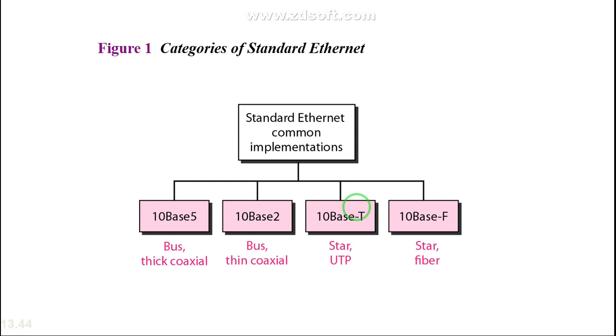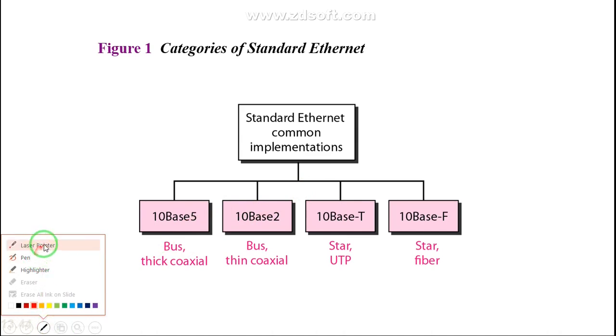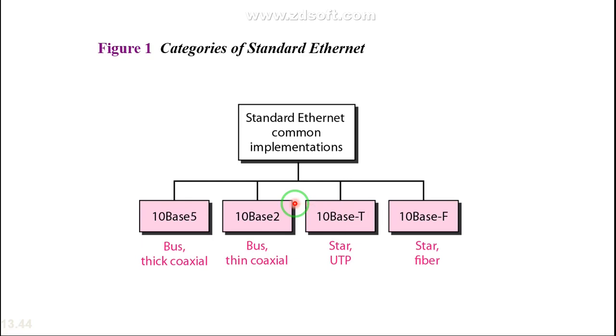So students, standard Ethernet defined several implementations, but only 4 of them became very popular. This figure shows the 4 different implementations: 10Base5, 10Base2, 10BaseT and 10BaseF.